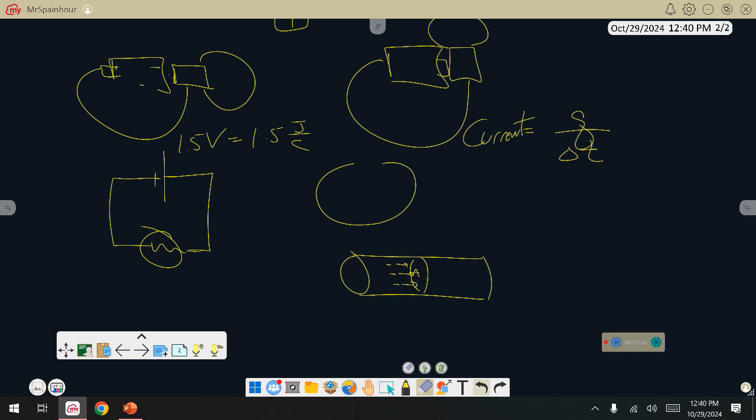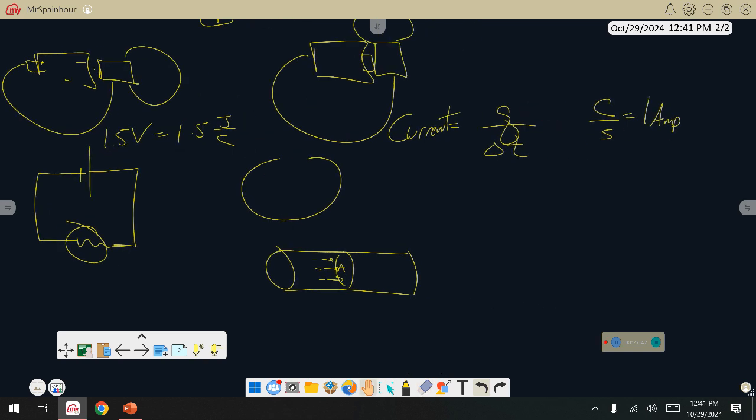Now, what should the units of current be? Coulombs per second is correct, but I don't like that, so let's go ahead and combine that to 1 ampere. So whenever you see something is at 2 amps, what you're really seeing is 2 coulombs a second.